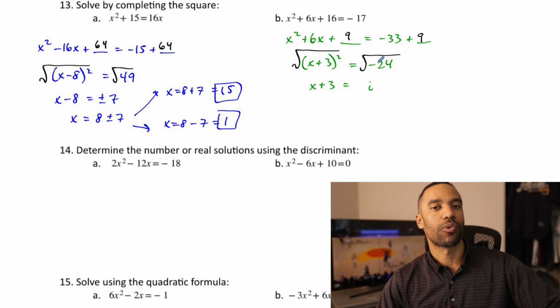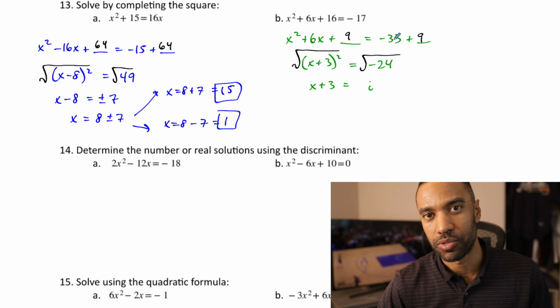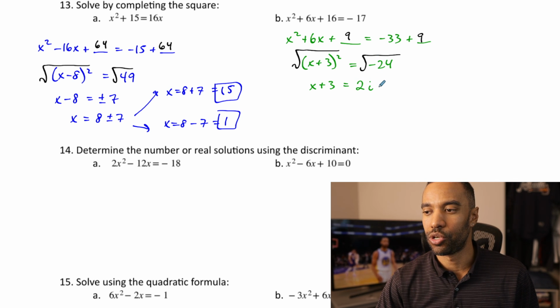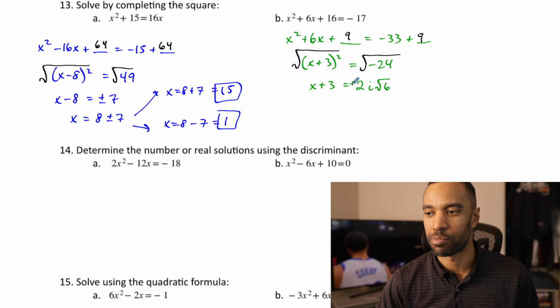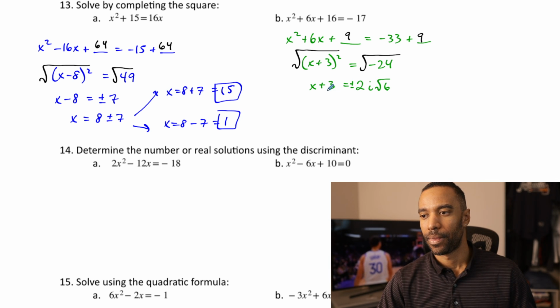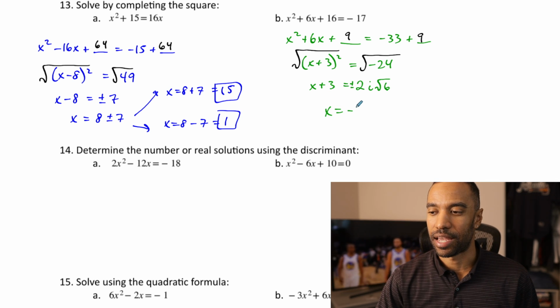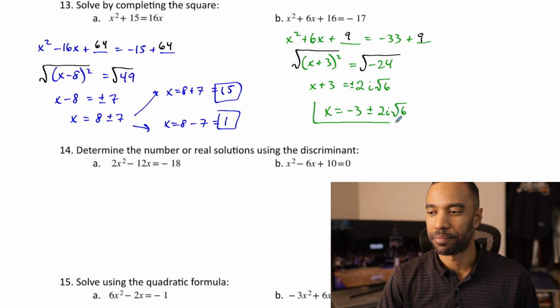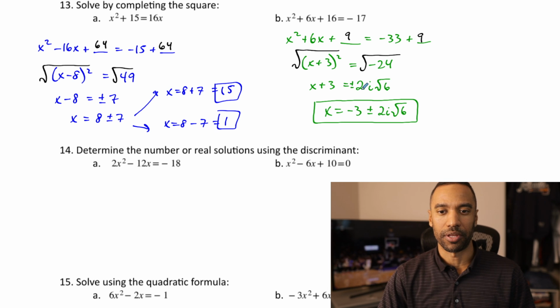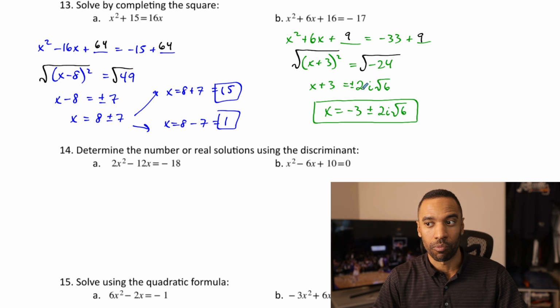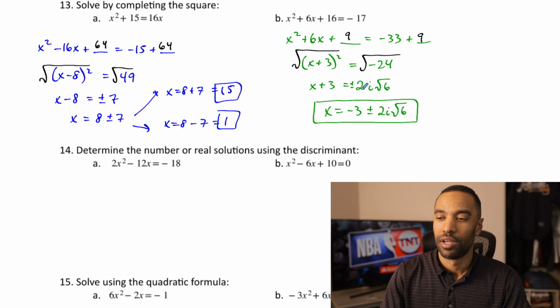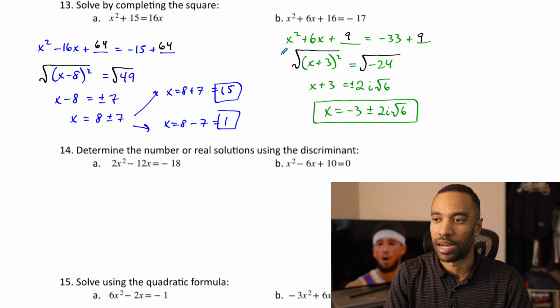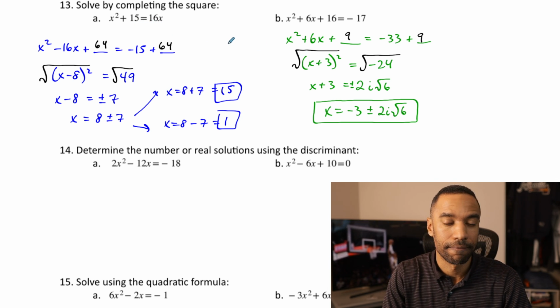24's largest perfect square factor is 4. Root 4 times root 6. The square root of 4 is 2, and you get 2i times the square root of 6, plus or minus. Subtract 3 from both sides, you get x equals negative 3 plus or minus 2i root 6. Now, they asked us to solve completing the square. That would have been the number one choice for me to use. I would have solved by factoring here, and I wouldn't have used quadratic formula for either.